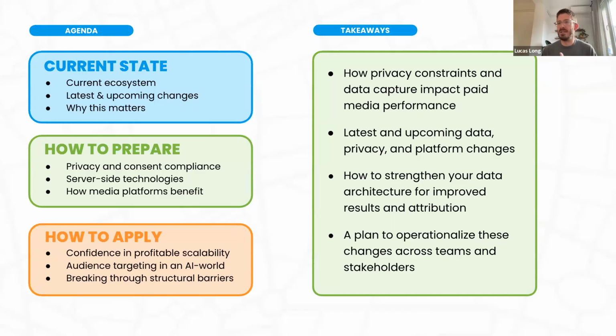So, understanding how privacy constraints can impact media performance. What are some of the latest and greatest as it relates to data privacy as well as platform changes? How to strengthen your data architecture in order to address those things and improve your results as well as attribution. And then hopefully you can walk away with all of that with a plan to be able to operationalize a lot of those changes. And you can start Monday morning with a lot of great new ideas and a new plan to be able to execute.